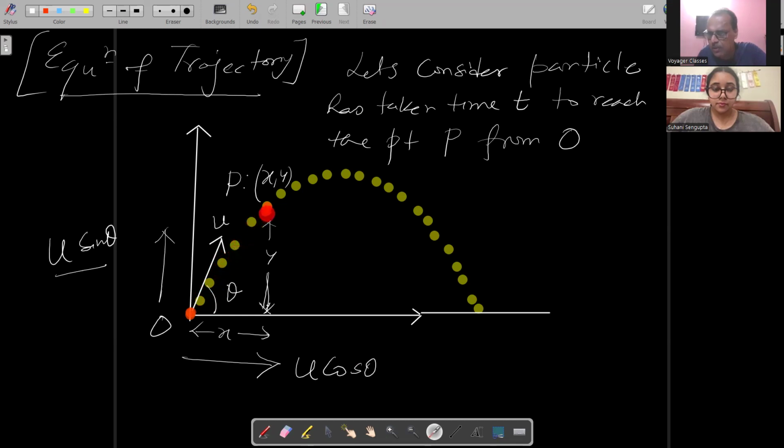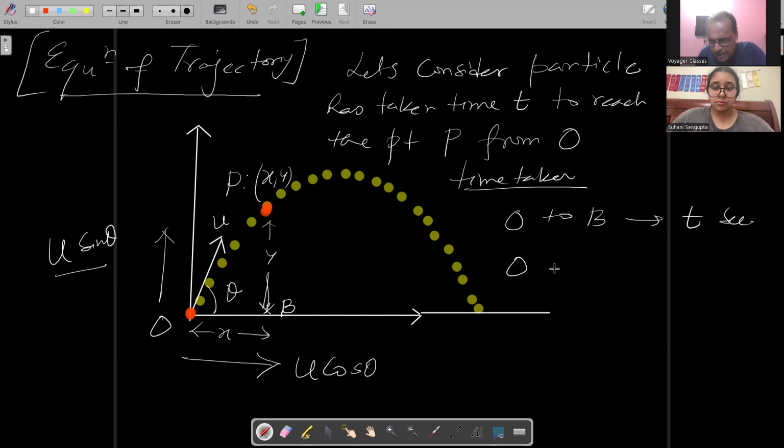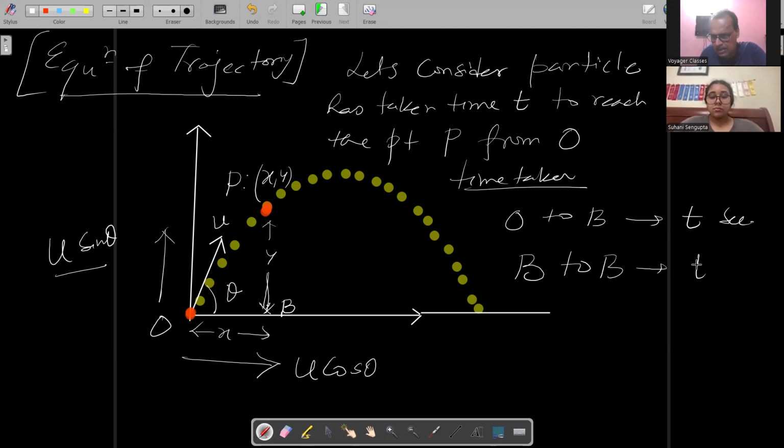Once it has reached the point P, the coordinate of the point is x comma y. That means the vertical displacement of the particle is y and the horizontal displacement is x. Clear? Suppose this point is P, this point is B. Now, the time taken to cover O to B, suppose this is t seconds, and the time taken to reach from B to P is also t seconds. Obviously, it has to be, correct?